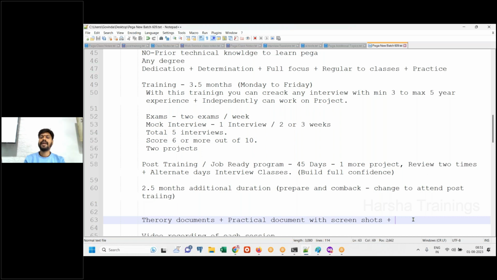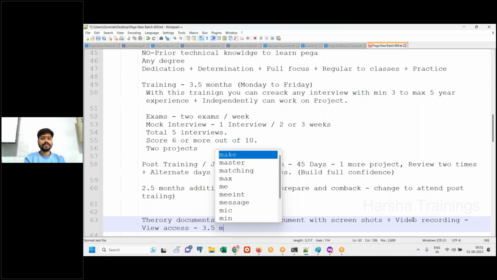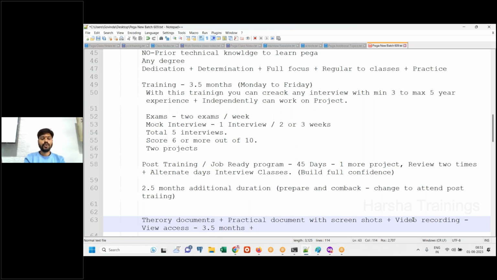We provide practical documents with screenshots and video recordings, but remember this is view access. You can watch anytime for 3.5 months plus 2.5 months more. That means after your training is finished, for the next 2.5 months you have access to the videos to revise. Why this? Because you have to prepare. Maybe you may not be able to keep pace with me sometimes, and some people will lag. After that, you will lose the access. Please make sure you spend quality time while learning.